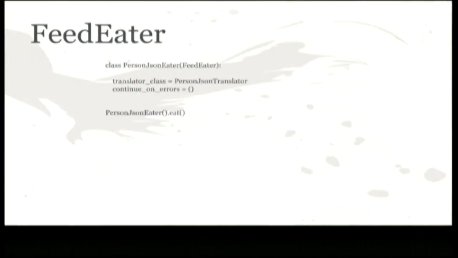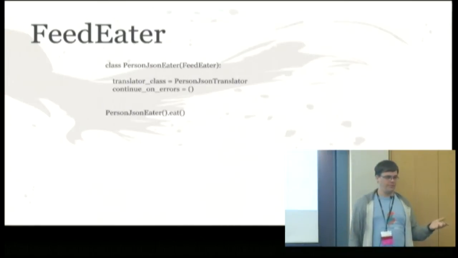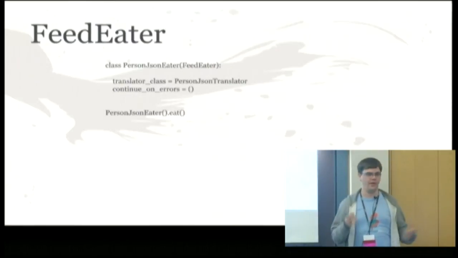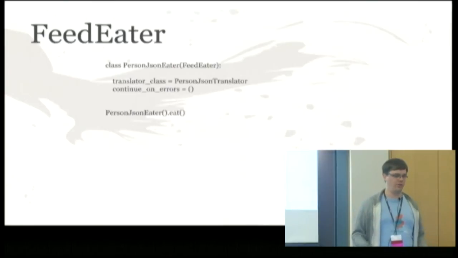And then this is the FeedEater. So all the FeedEater is doing is binding to a translator class, and then you call eat on it that runs over all the fields that we picked up in the Metaclass. Obviously, for more advanced stuff, there's more you can do in the FeedEater, like filter out some records while you're parsing through them, or limit the number of records you're going through. But in the most basic case, all you're doing is binding this eater object to a translator. And then you just call eat, and you're off to the races.